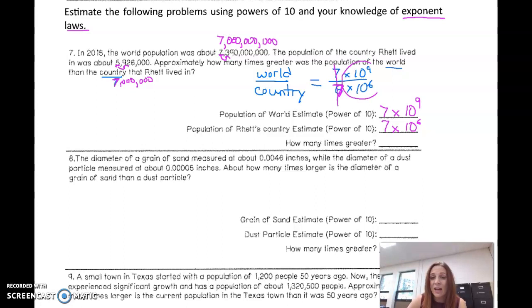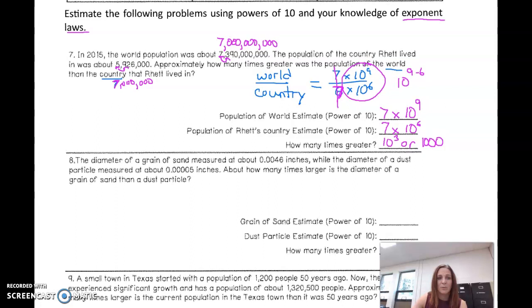And then our exponent rules: same base dividing, we subtract. So how many times greater is it? It is 10 to the 3rd times greater, or 1,000. On what we're doing right now, we're really going to work on making these first numbers the same, and then we'll work later on what happens when they're different.